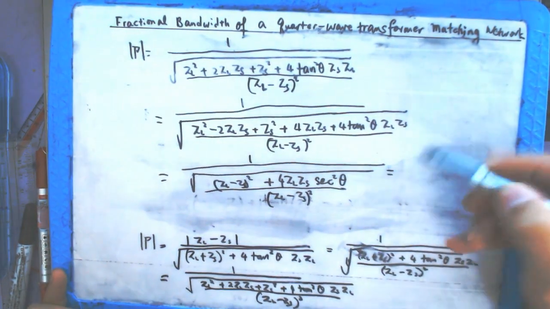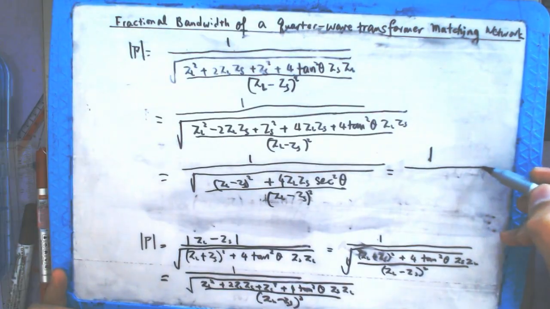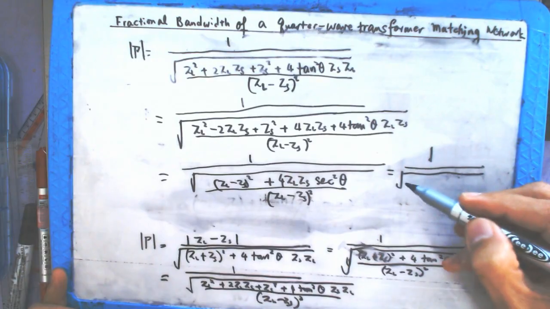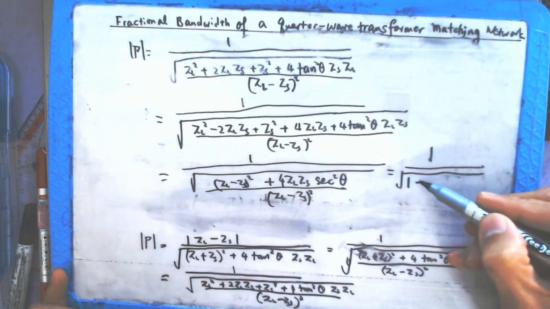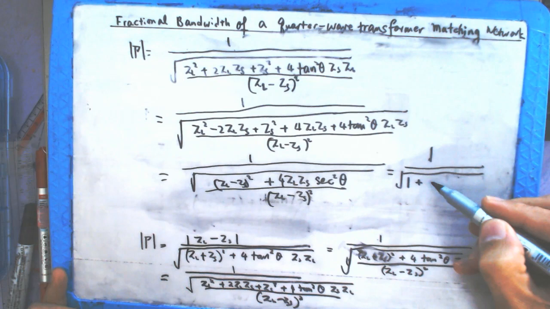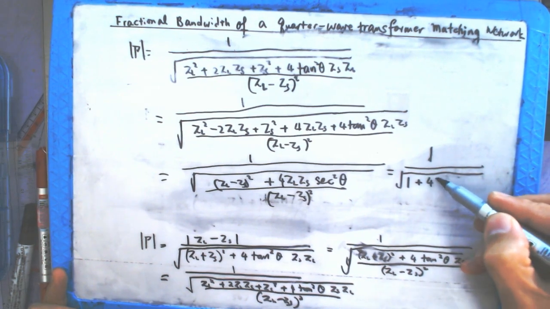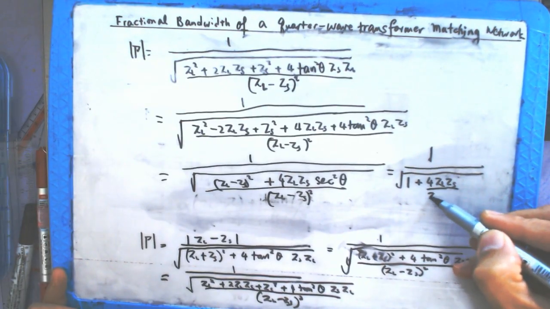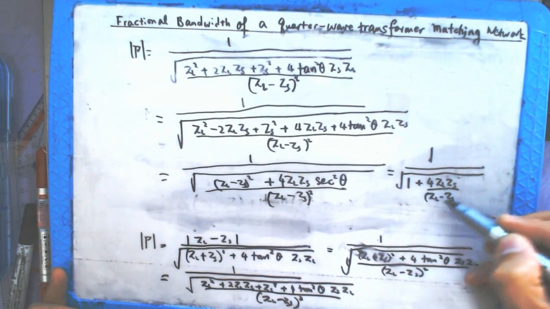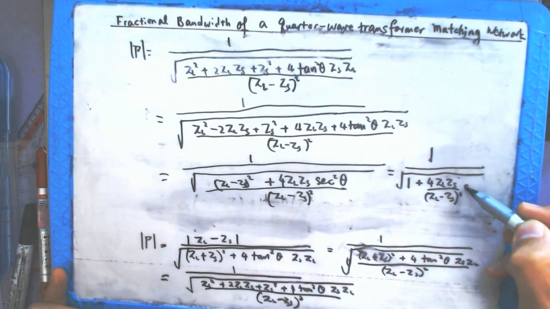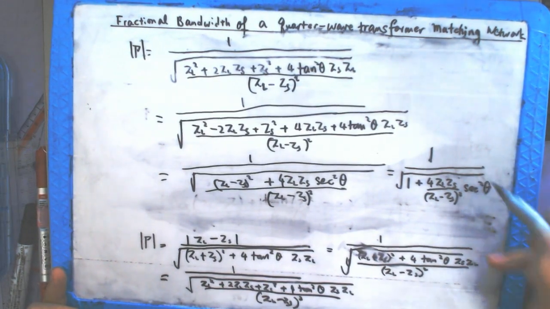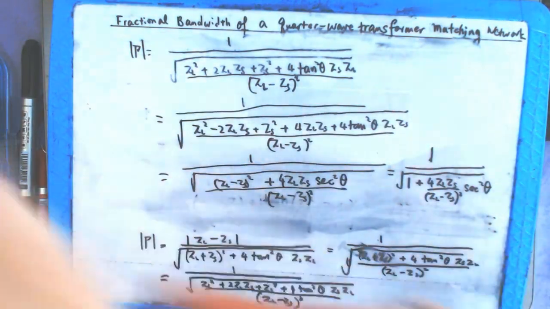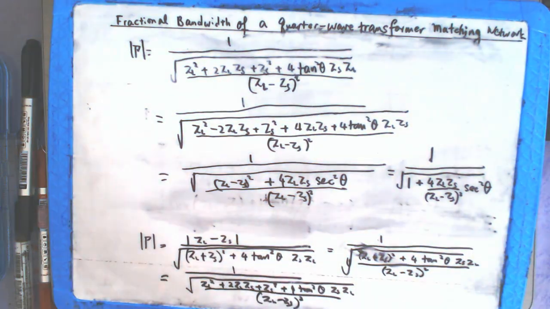So what you get here is 1 plus 4 and then secant square. So I think you are clear now.